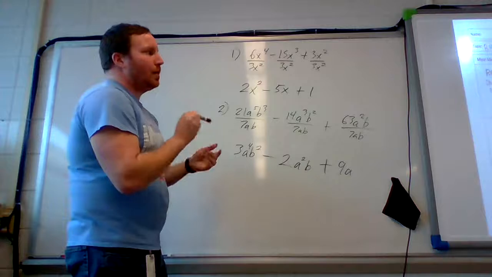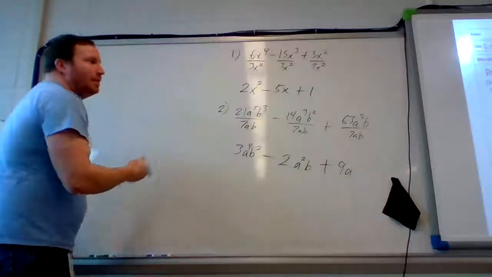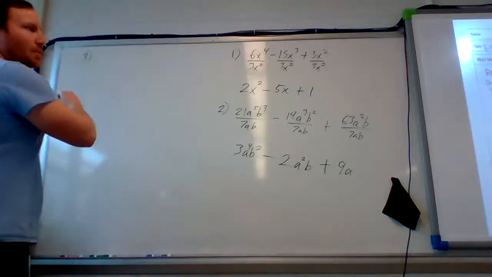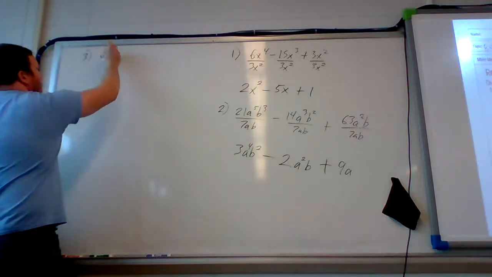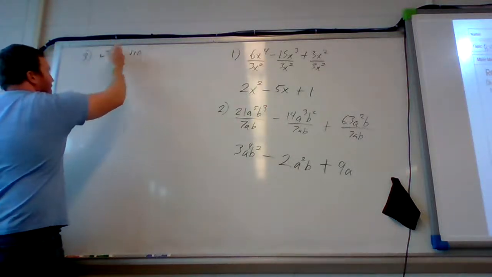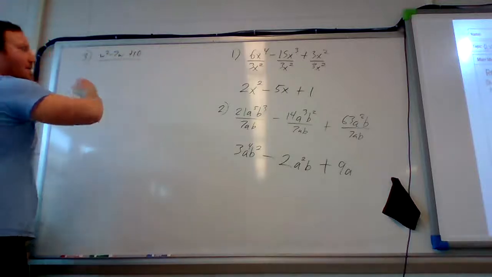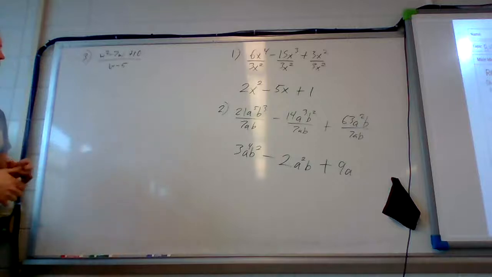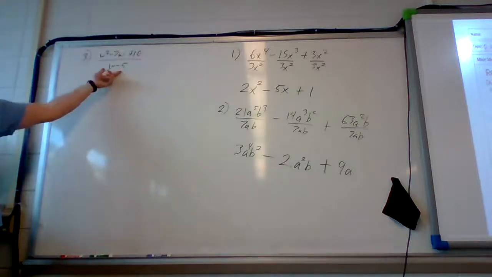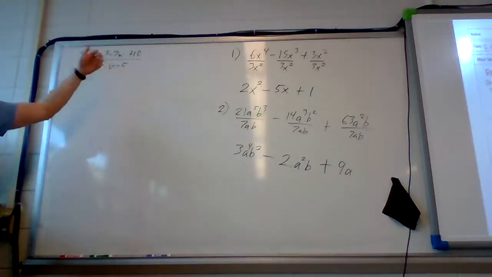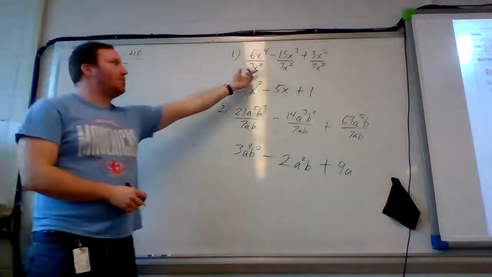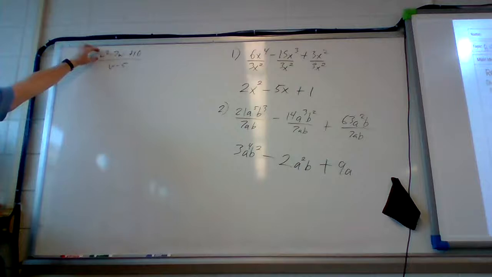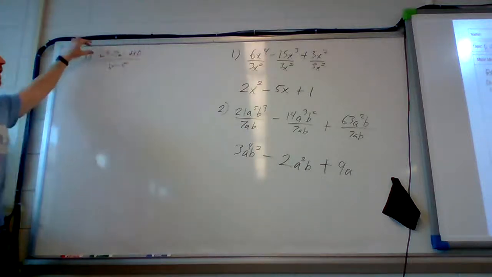Now, if we have something like number 3, where we have w squared minus 7w plus 10 divided by w minus 5, in this case, we're no longer dividing by a monomial, right? We have a binomial. It's got 2 terms in it. We can no longer just distribute and do that division. One of the ways that we can do this division, though, is by factoring the top.